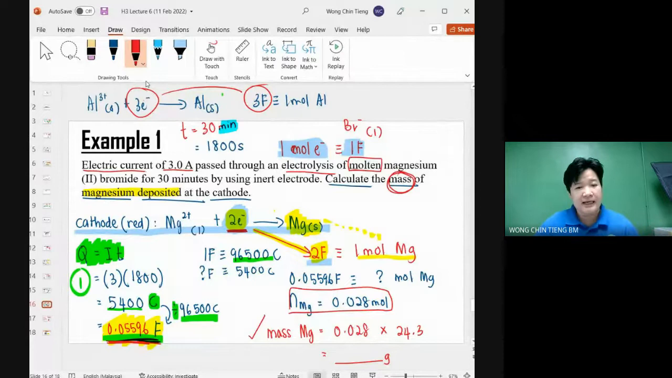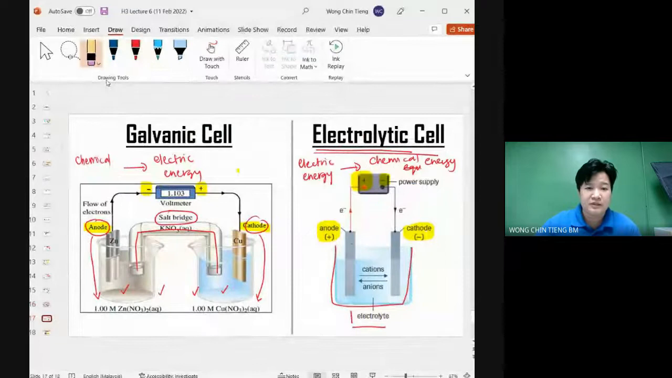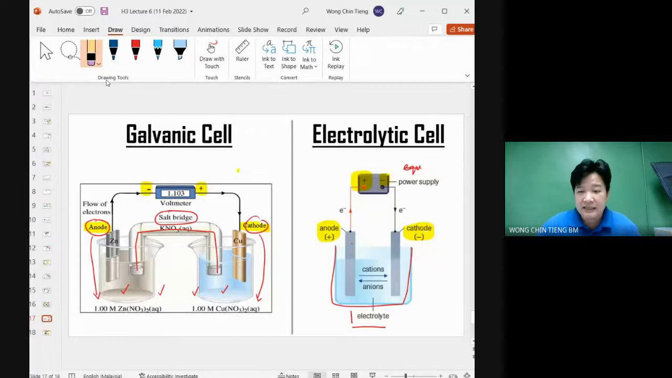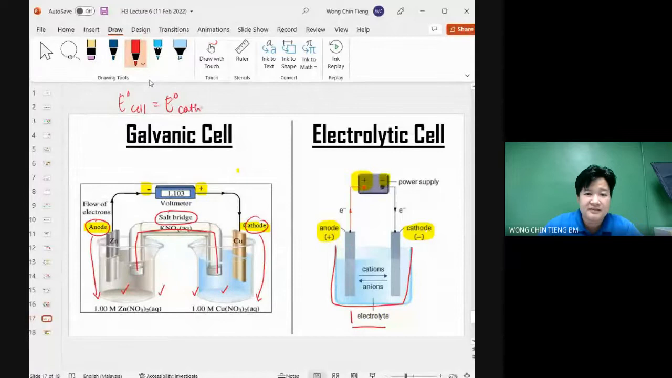Okay, so that is your galvanic cell and your electrolytic cell. At the end of the day, I think the most important thing is for you to identify the difference between your galvanic cell and your electrolytic cell. Make sure you know your galvanic cell is using what? Your galvanic cell is using E naught cell equals your E naught cathode minus E naught anode. Then you have your Nernst equation in your galvanic cell, the one that we just learned a moment ago: E cell equals E naught cell minus 0.0592 over n log Q. We talk about the log Q banyak kali tadi.